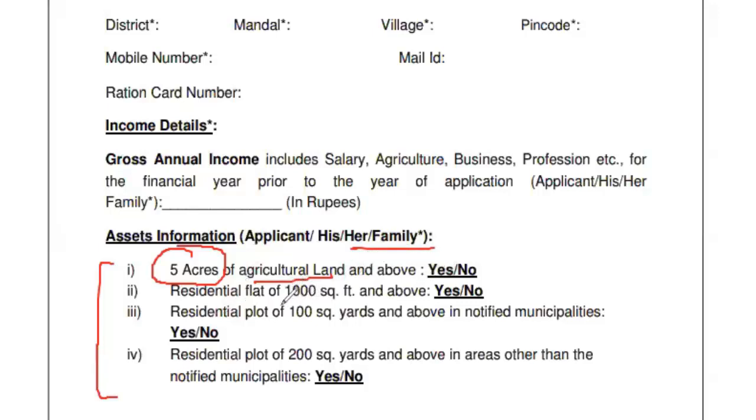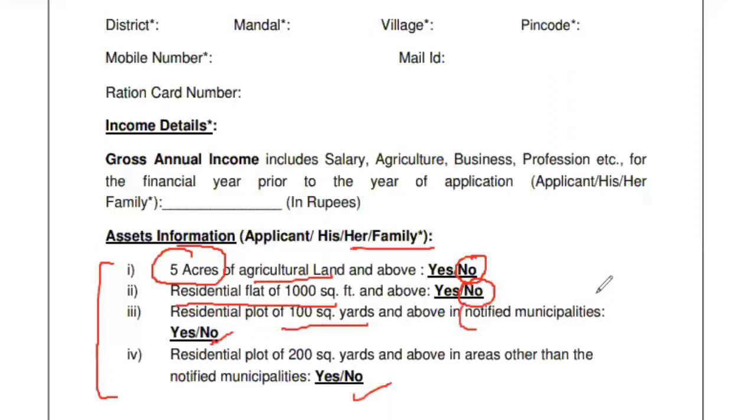And if you have a residential flat, so residential flat in a town or a city, so if you have a residential flat of more than 1,000 square feet, then you are not eligible. So the answer has to be no in case you want to become eligible. The third thing is that a residential plot of 100 square yards above in a notified municipality. So you should not have a plot of more than 100 square yards in a notified municipality. So all the answers have to be no.